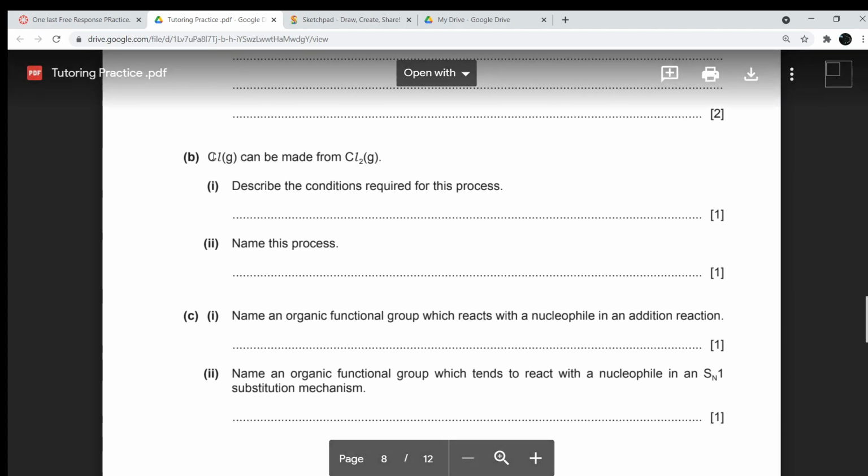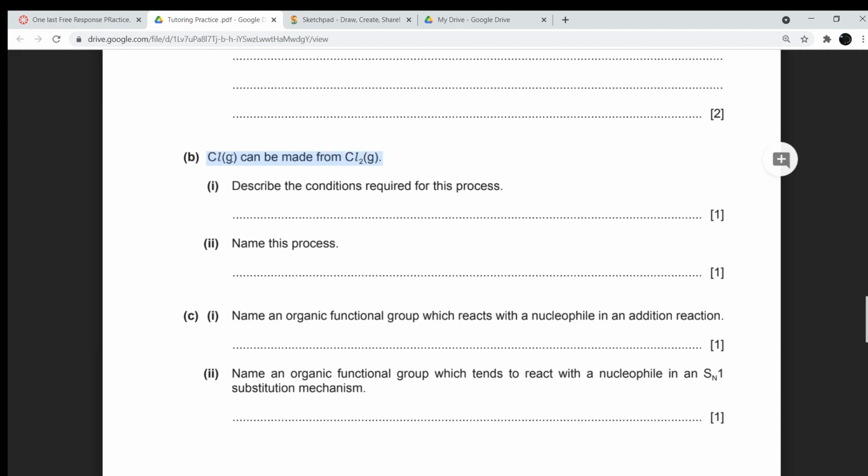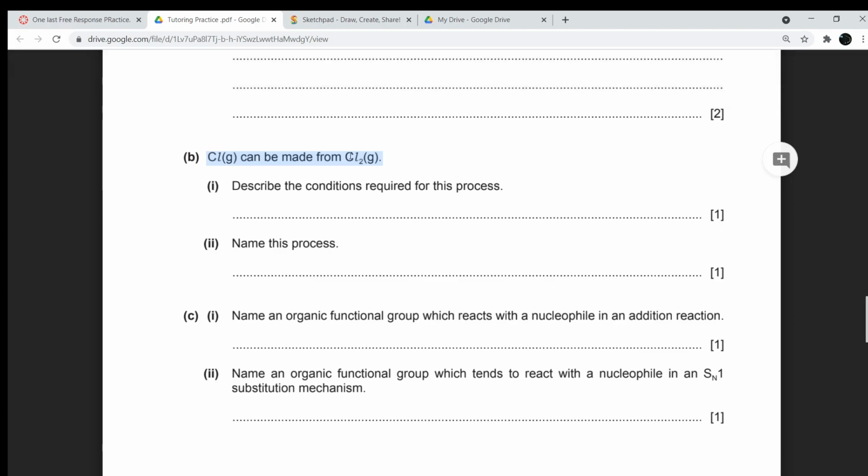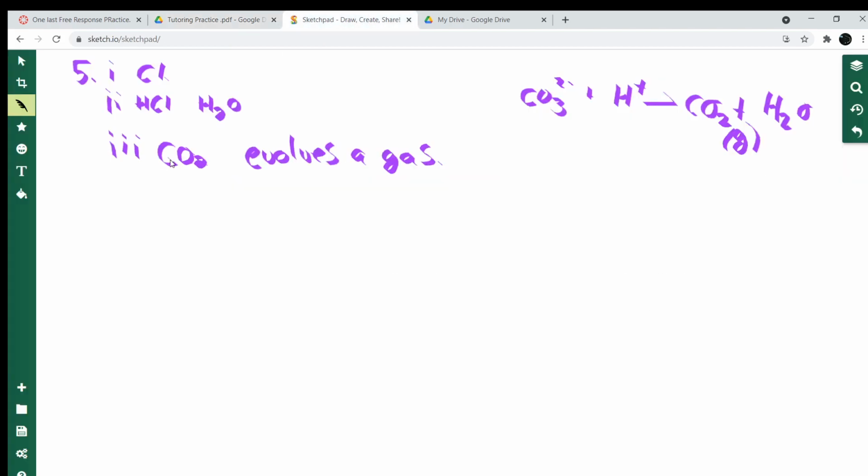Okay, B, chlorine gas. It's looking like it's that free radical chlorine, which can be made from Cl2. Under what conditions? Describe the conditions for this process. For B, we know that this is sunlight or UV light. Obviously, make it so that your UV looks like a V instead of 2 U's.